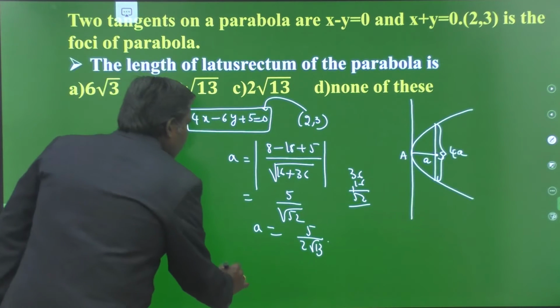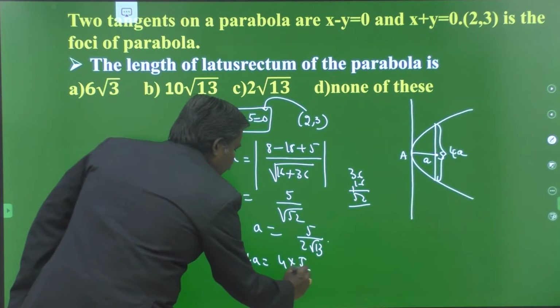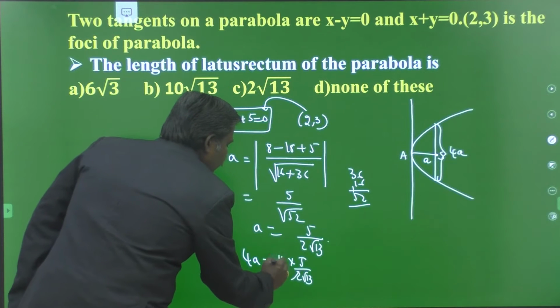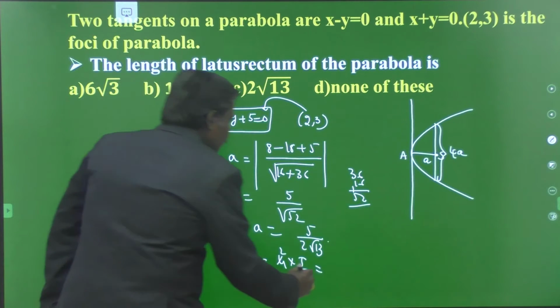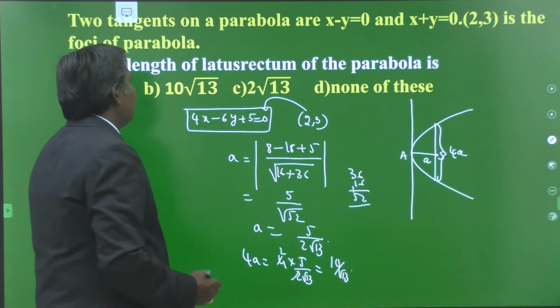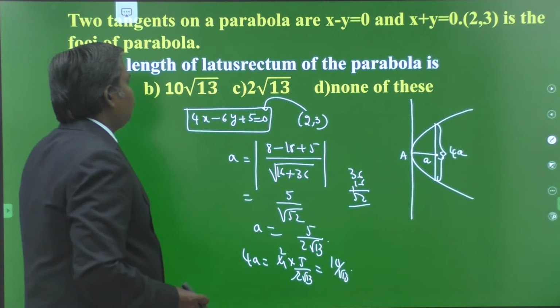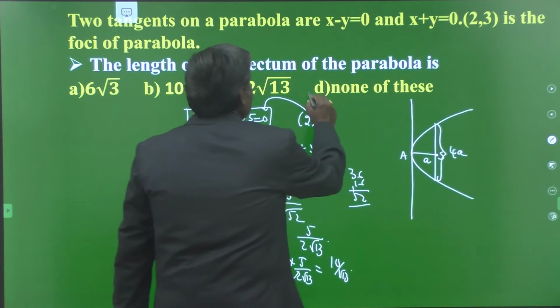So can you get the 4a value or not? 4a is equal to 4 times 5 by 2 root 13. So the 2 cancels out. That is equal to 10 by root 13. 10 by root 13 is the length of the latus rectum of the parabola. So none of these is the answer.